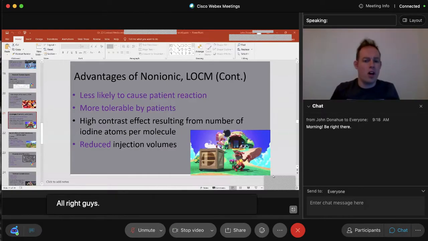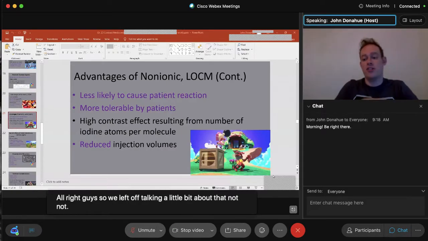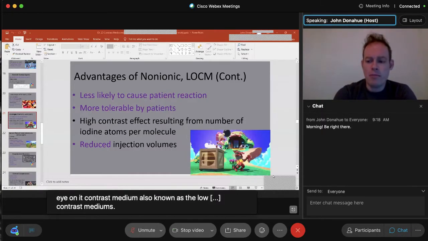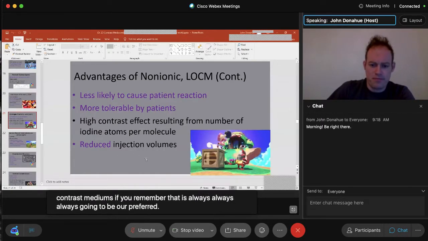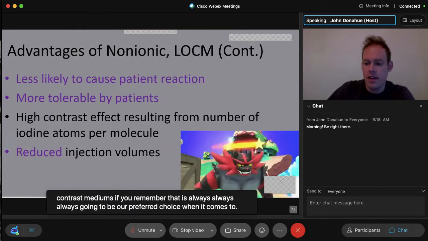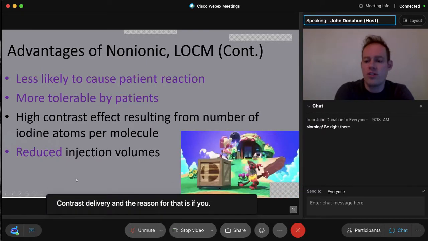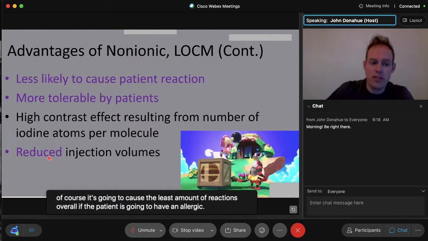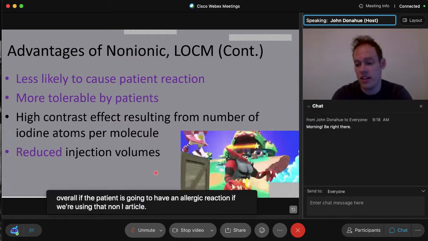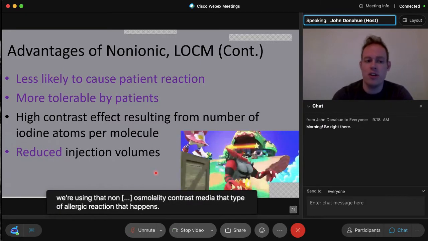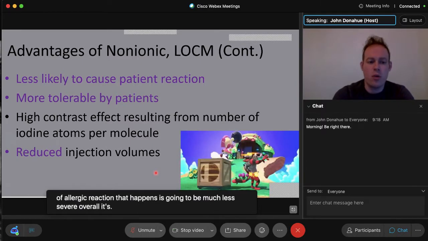All right, guys, so we left off talking a little bit about the non-ionic contrast medium, also known as the low-osmolality contrast mediums. And if you remember, that is always going to be our preferred choice when it comes to contrast delivery. The reason for that is it's going to cause the least amount of reactions overall. If the patient is going to have an allergic reaction while we're using that non-ionic or low osmolality contrast media, that type of allergic reaction is going to be much less severe overall. It's definitely going to be the safer choice.